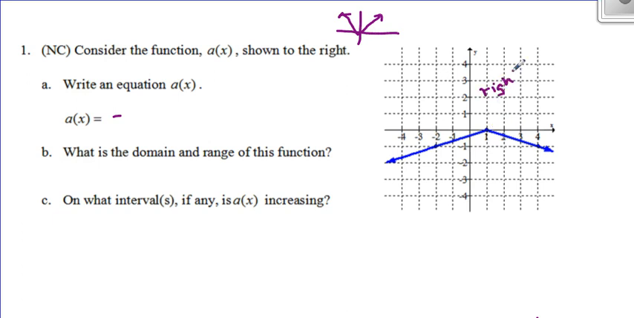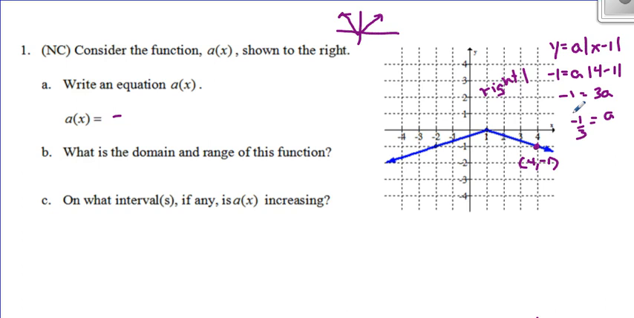So since it's shifted right 1, I'm going to go ahead and start by writing the equation with y equals, I'm just going to leave the a here, times the absolute value of x minus 1. And in order to figure out what number should go out front, I'm going to plug in another point besides the vertex. I'm going to pick this point right here, 4, negative 1. I'm going to plug in the negative 1 for y and the 4 for x. And I get negative 1 equals 3a, and a equals negative 1/3. And now I'm able to write this equation over here, negative 1/3 times the absolute value of x minus 1.